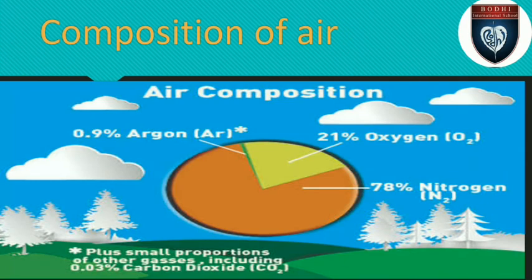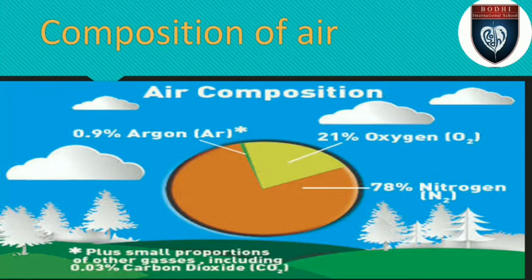Composition of air. Actually, air is not a single component. It is a mixture of gases. It contains many gases which are useful to plants and animals. Not only plants and animals, to us too. The gases present in the air are nitrogen, oxygen, carbon dioxide, and water vapor. These gases are present in different amounts.